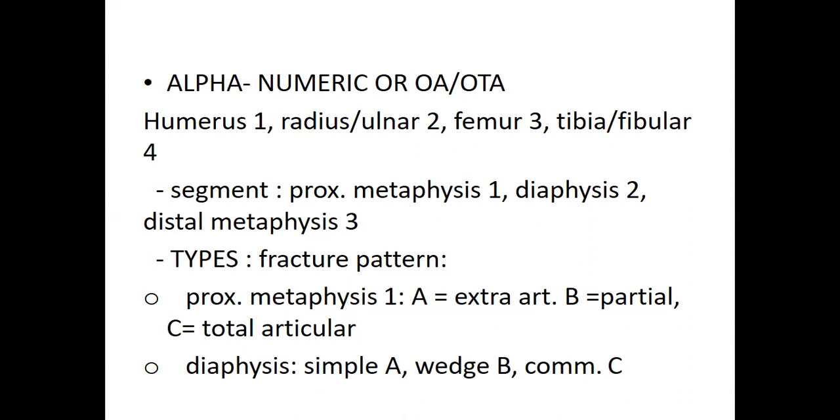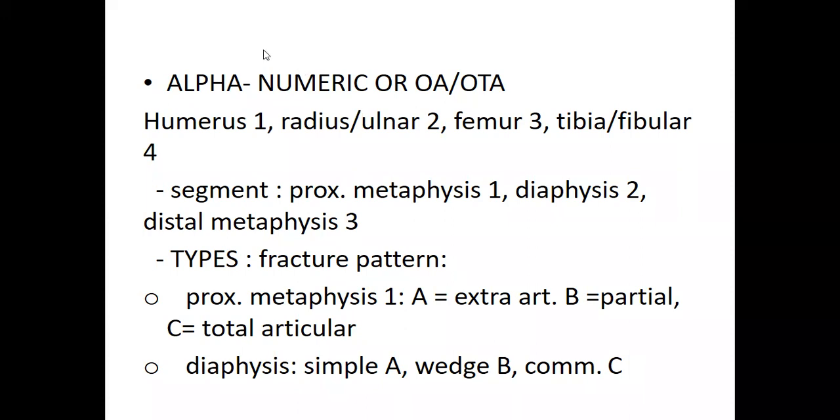If you come to the diaphysis also, it can become A if it involves what? If it's a simple fracture, it could either be a spiral fracture, a transverse fracture, or an oblique fracture. They are all classified under A. Then B is when we have a wedge fracture, that is, you have a butterfly fragment. And then C, if there is comminution of that particular fracture.